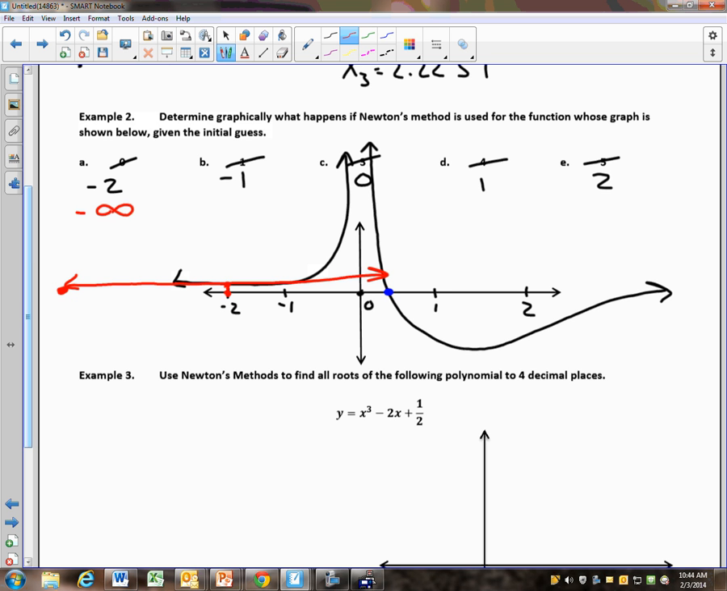We would like to use Newton's method to get the blue dot. We're seeing what happens if we do different guesses. What happens if you guess -1? Same thing's going to happen. You're going to go to negative infinity. What happens if you guess 0? It's undefined. That would be a dumb guess.